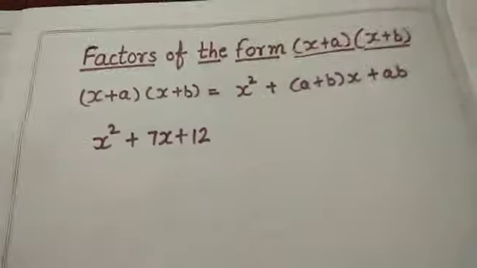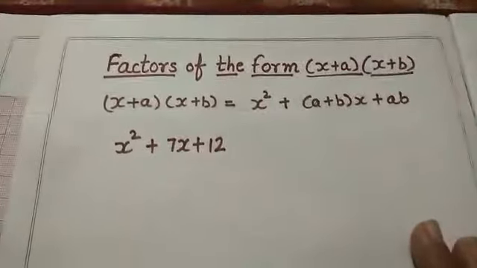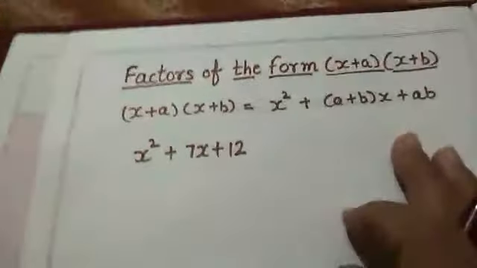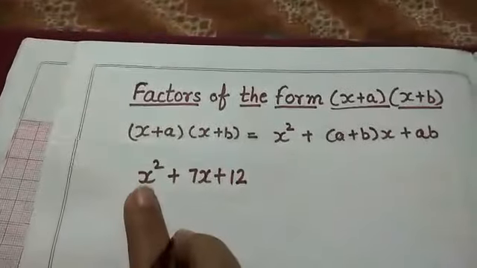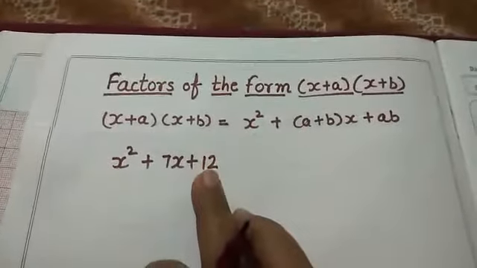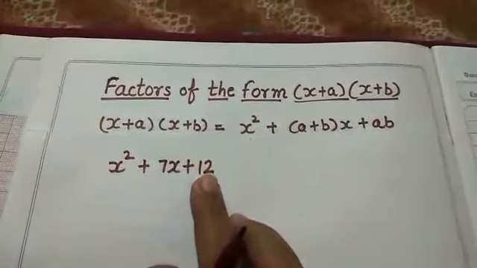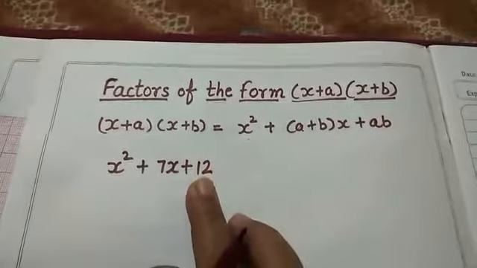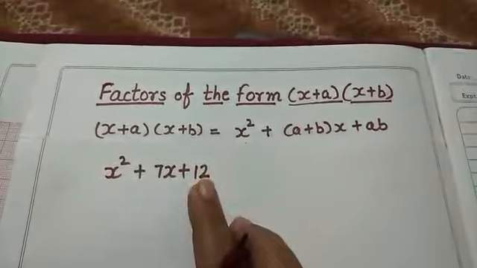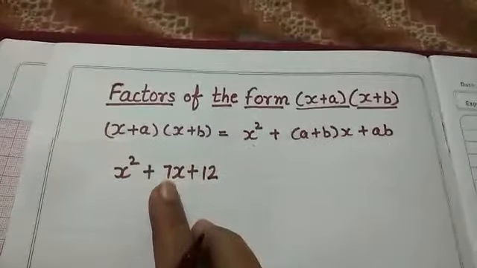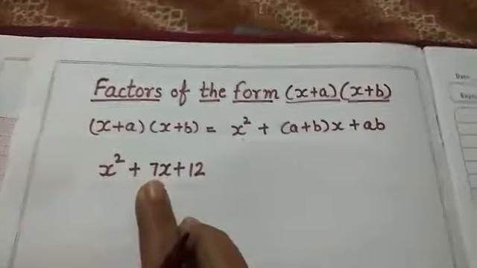Now first thing, how will we come to know that we have to use this splitting of the middle term, or the fourth identity? Just check, the first term is a square of x, but the last number 12 is not a square of any number. So we have to find the factors of 12, so that when we multiply we get 12, and on addition we get plus 7.